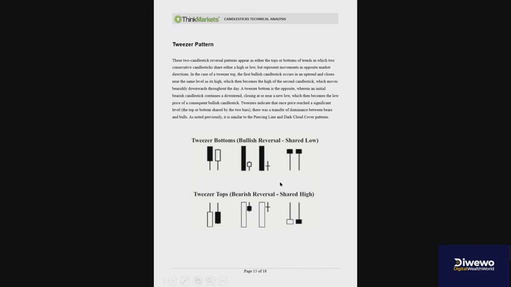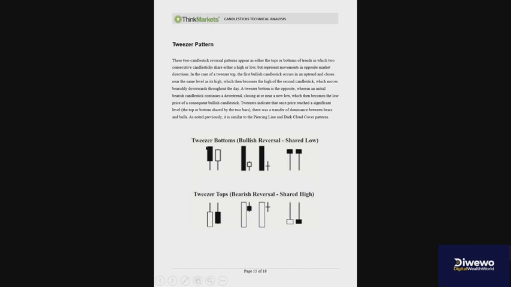We have the Twisser top and Twisser bottom. Like I said, it's also a reversal indication. The Twisser bottom has its lows at the same level, and the Twisser top has its highs at the same level. That's the difference between them, and it's a sign of rejection.